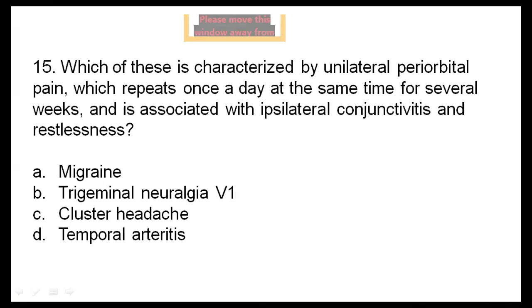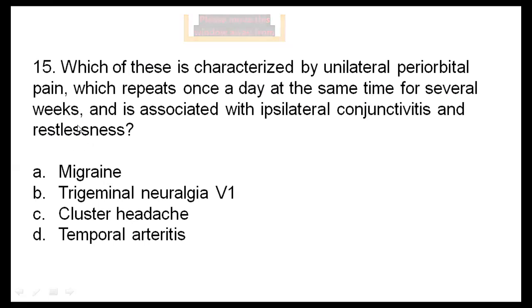Cluster headache. Okay. So characteristic features of cluster headache is that it is unilateral, there is periorbital pain, and it repeats at the same time. This is the characteristic feature for cluster headache for several weeks. For several weeks represents a cluster. So there is a cluster of pain continuously for a few weeks, and then the same thing will repeat next year or a year after that or something like that. That's why it's called a cluster headache. And it's associated with ipsilateral conjunctivitis, that is tearing in the eye on the same side, and restlessness.